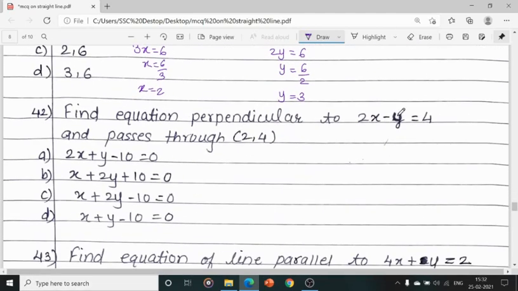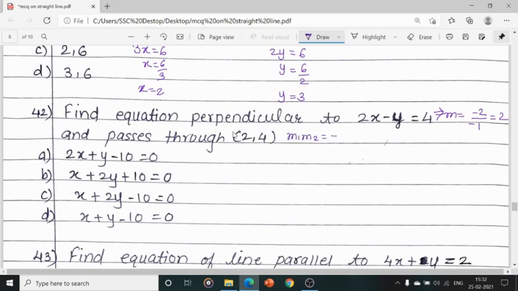Find equation perpendicular to 2x minus y is equal to 4 and passes through 2 and 4. We need to find out equation of perpendicular line. So for that, first need to find out slope of this line, that is m is equal to minus coefficient of x upon coefficient of y. So slope of this line is 2 and we know the line is perpendicular.